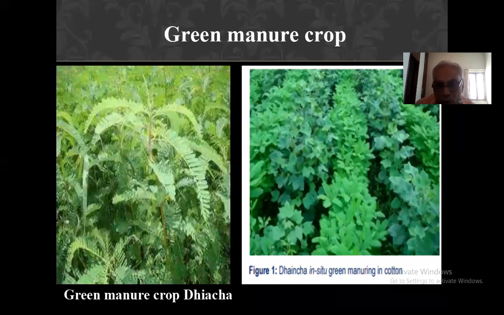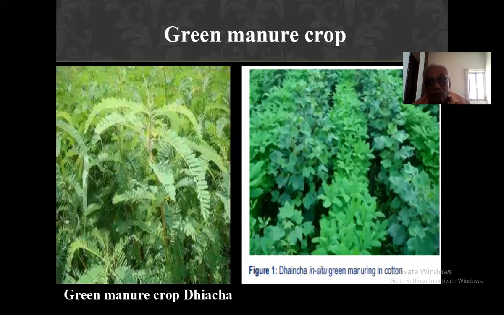Then green manure crops. To improve the saline soil or alkali soil, we must add more organic matter in soil. So we have added farmyard manure, then compost and poultry manure. Then we can also grow green manuring crops like dhencha. Why do I select the dhencha crop? Because it is a salt resistant crop.